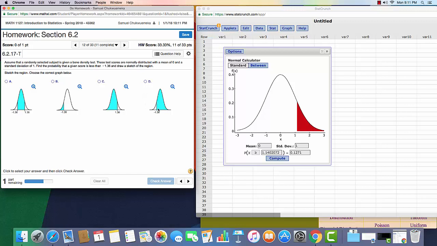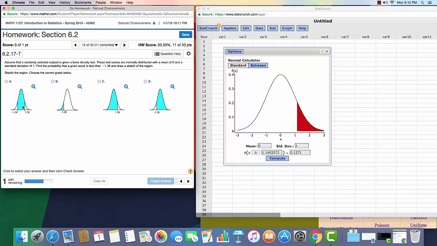Option D is the area greater than negative 1.36. Okay, so area to the, actually I should say area to the left, or the probability that it is greater than. So let me say it in a statistically correct way.